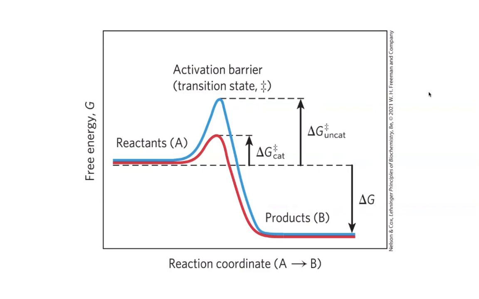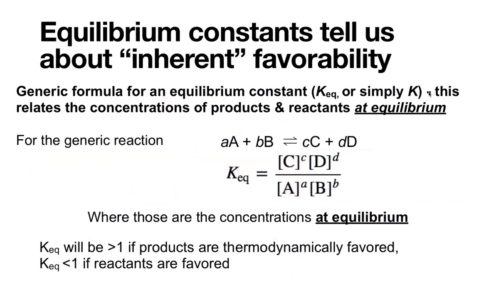We want to introduce that. We want to take away that energy piecewise, and that's what we can do with all these complex pathways of metabolism. Okay, so let's go back and think about how we can talk about inherent favorability.